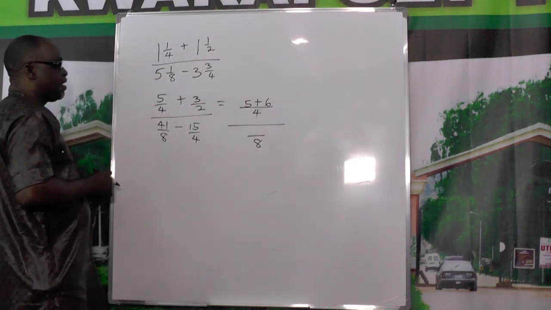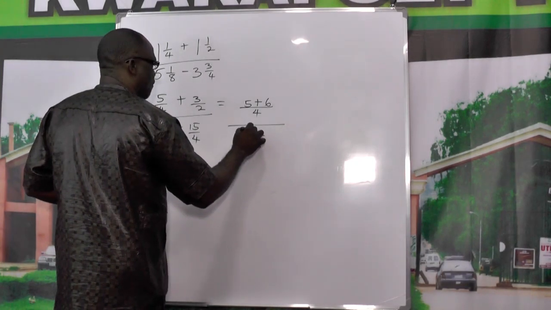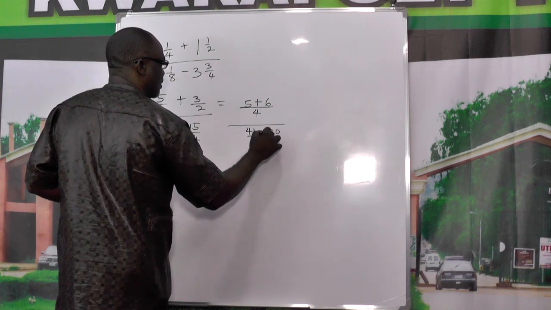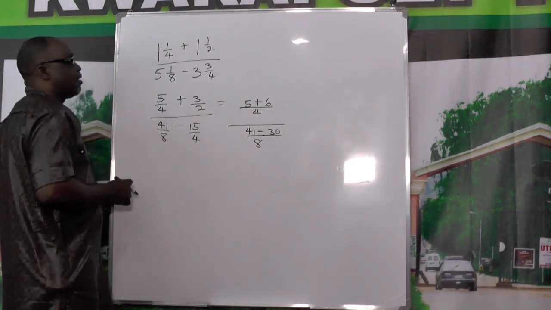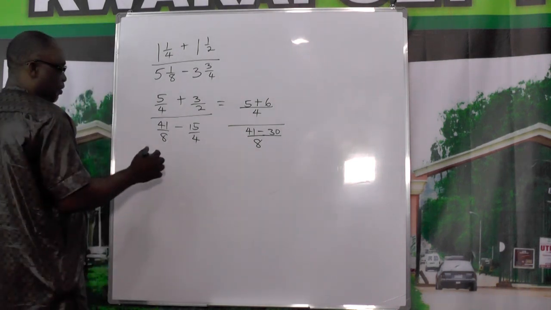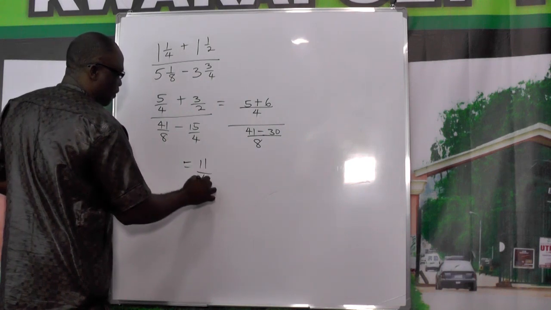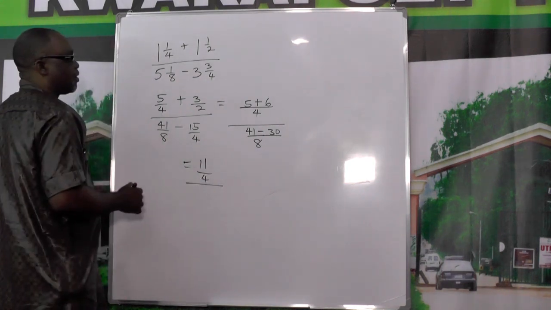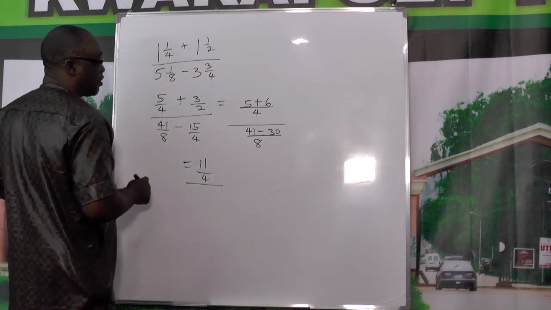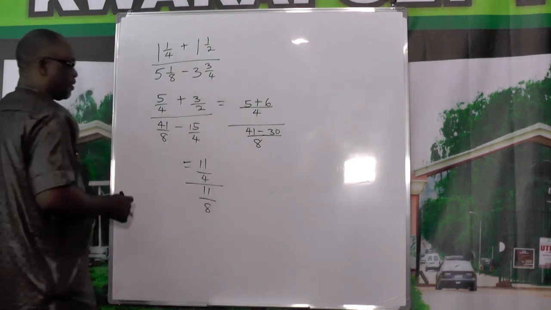The LCM there is 8. So I have 41 minus 30. Okay? Now, 5 plus 6, 11. So that gives us 11 over 4 over 41 minus 30. I have what? 11. So 11 over 8.